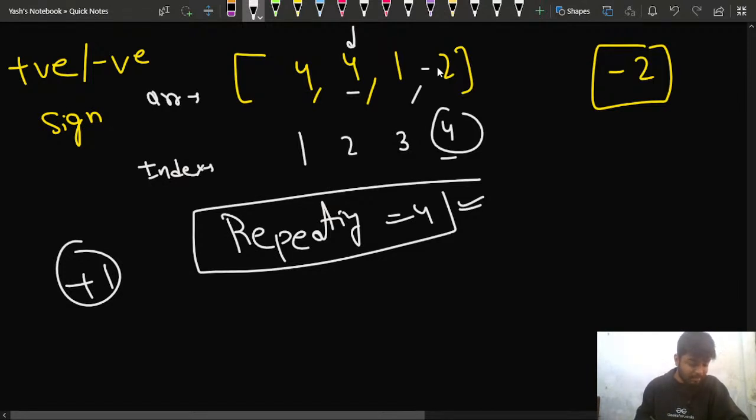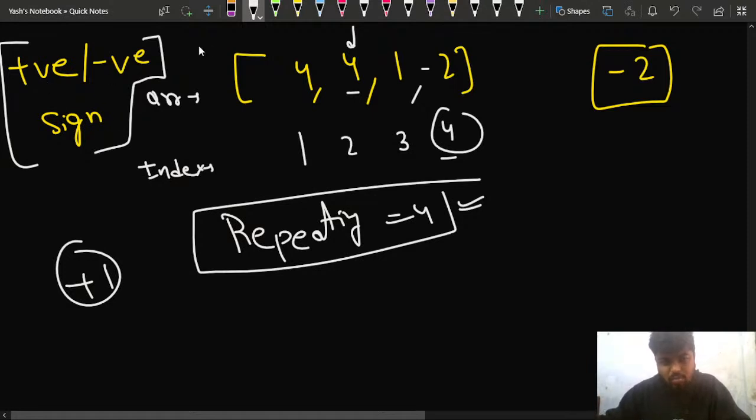Hash map, maths method, both cleared. And what about this method? Sign method, positive, negative sign method is also clear to you guys, right? I hope that this particular method is also clear to you guys, right? Okay, is it clear to everyone?